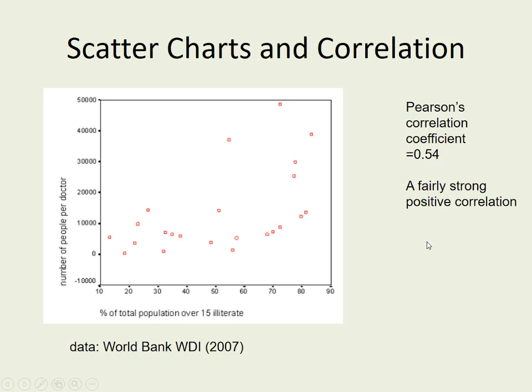And then, again, the next step is to think about why. I mean, why am I seeing this? Is this illiteracy causing the number of people per doctor or something? What's going on? And that's what we're going to look at in the next section. What makes us see these different patterns?